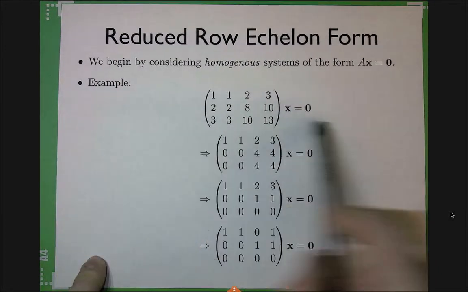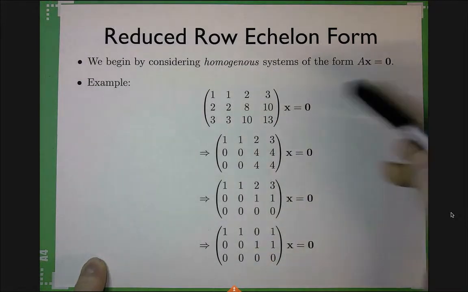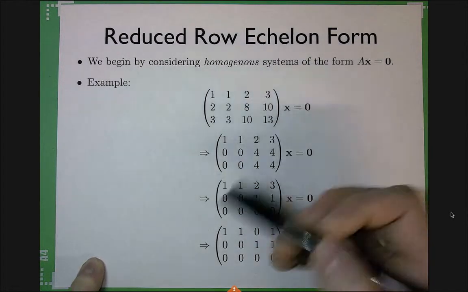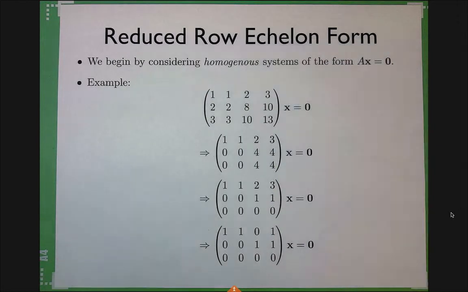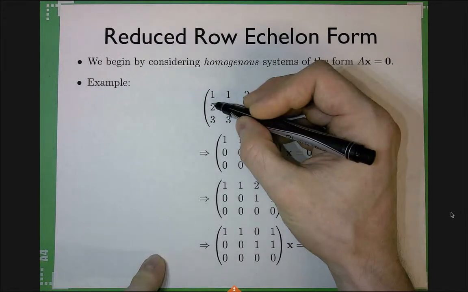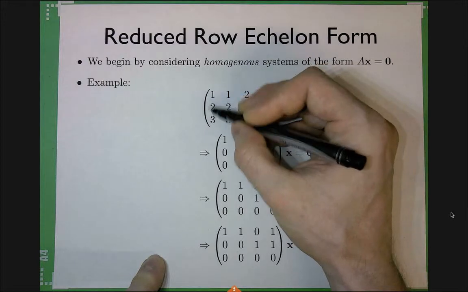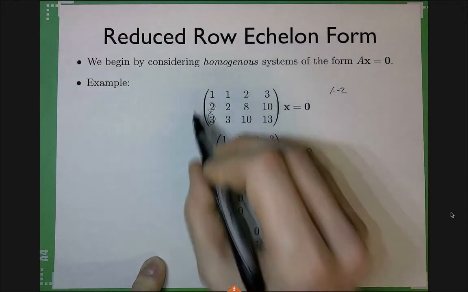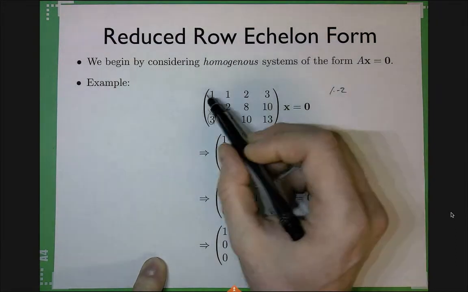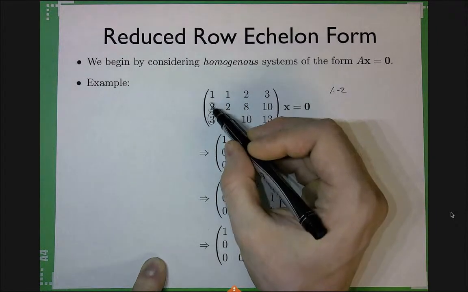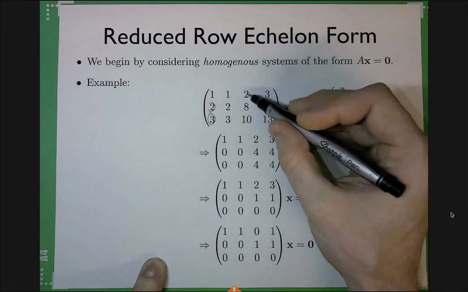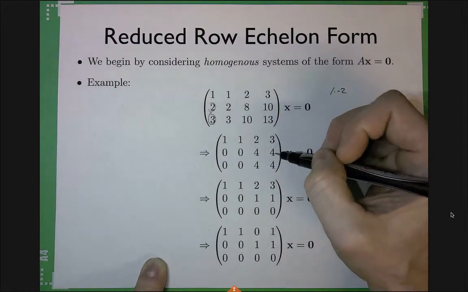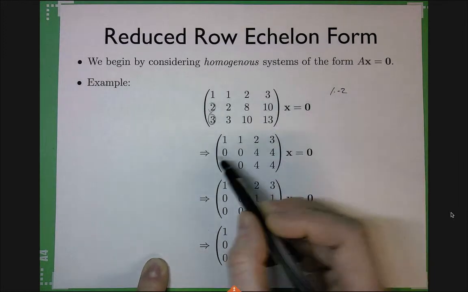So let's apply it to this system. We take first the first row and use it to eliminate these two elements here. I multiply this by -2 and add it to the second row, right? So if I multiply it by -2, I get -2 plus 2, that's 0. -2 plus 2, that's 0. Here we get -4 plus 8 is 4. -6 plus 10 is 4. So this is elimination applied to the second row.